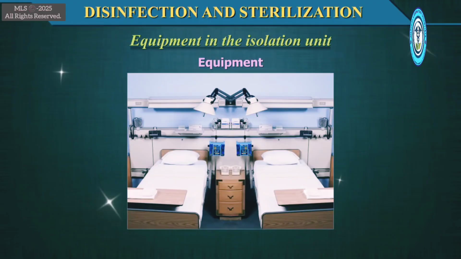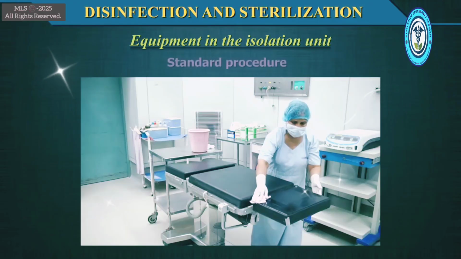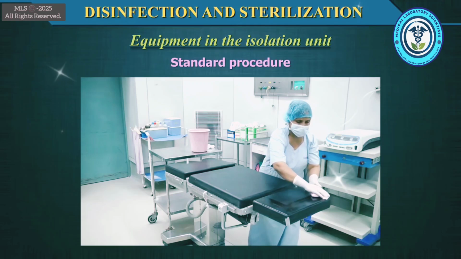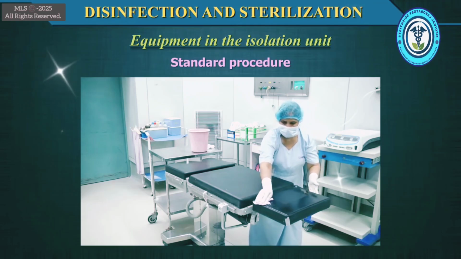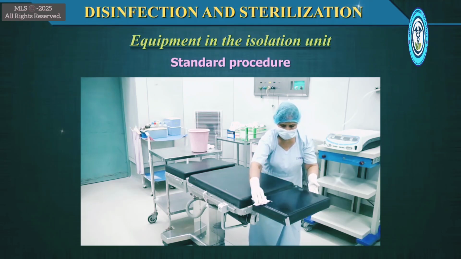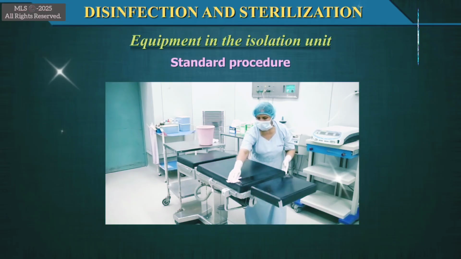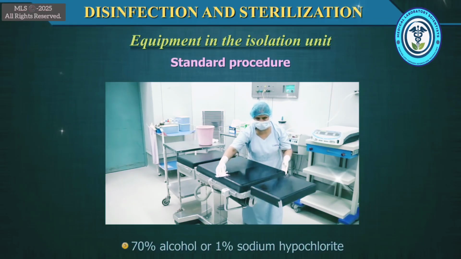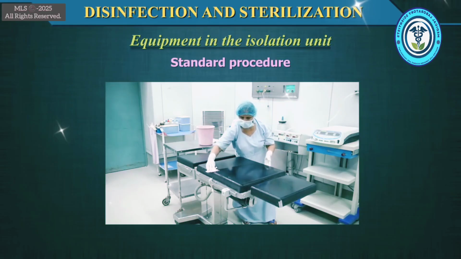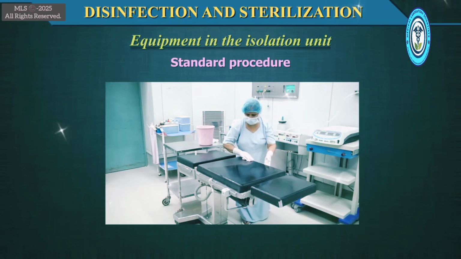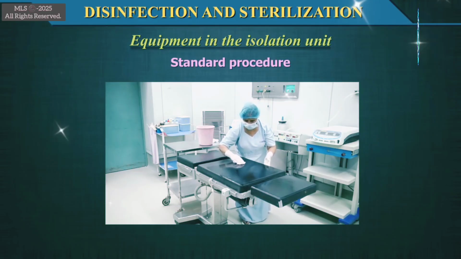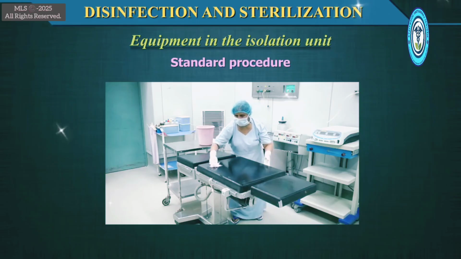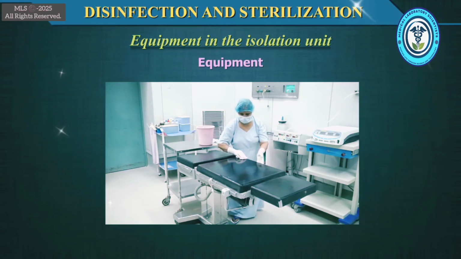Mattress or pillows: always cover with plastic covers. Standard procedure: clean with detergent and water between patients and as required. Wipe over with disinfectant such as 70% alcohol or 1% sodium hypochlorite. Discard pillow if cover of pillow is damaged. Change the cover of the mattress if torn or discard mattress depending on the institutional guidelines.